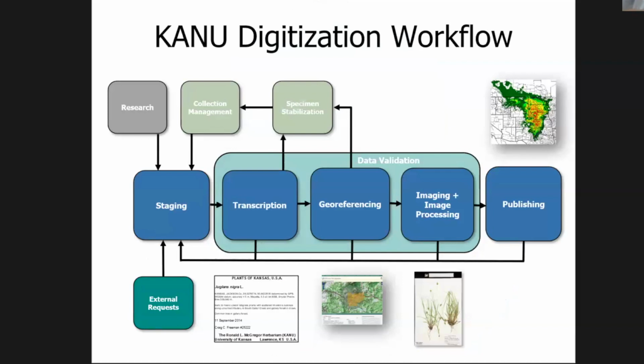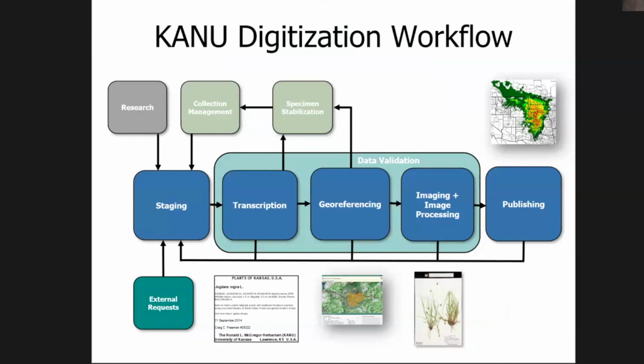This is our workflow. The big part of this is the process of actually capturing that information and making it available to other researchers. So we stage that material, make decisions about what we want to work on. Then we capture the information in databases. We can georeference the material, assign a latitude and longitude if it hasn't already been assigned to that specimen. And then for many projects, we'll go ahead and image the specimen.